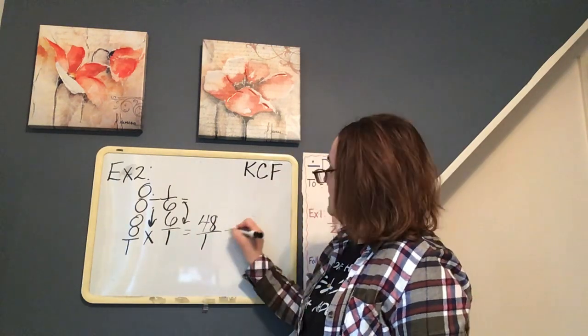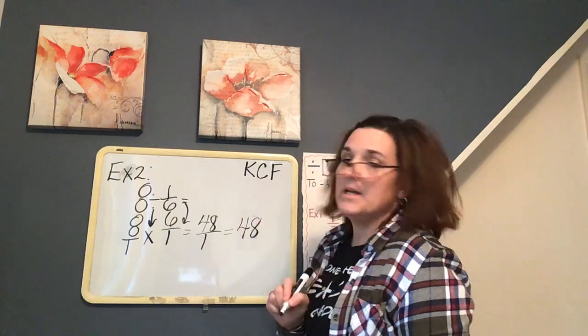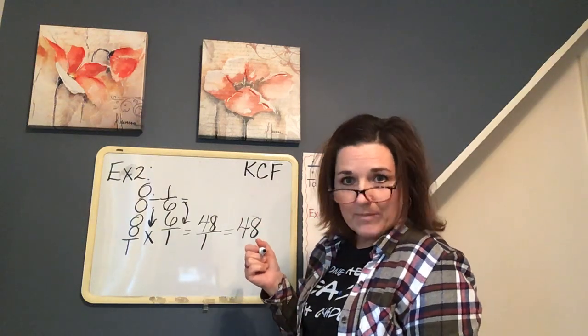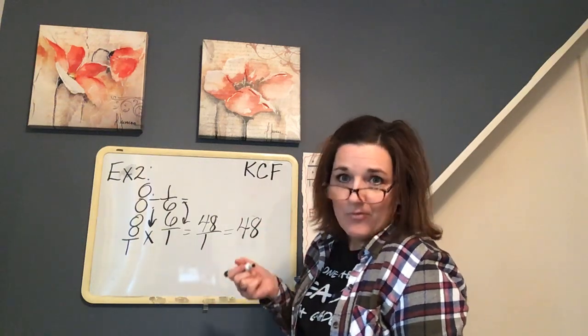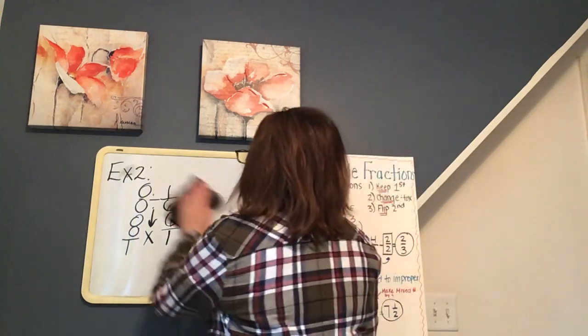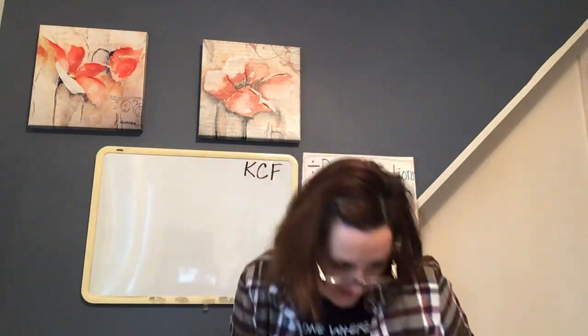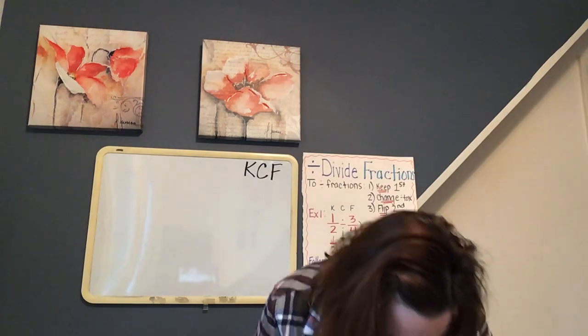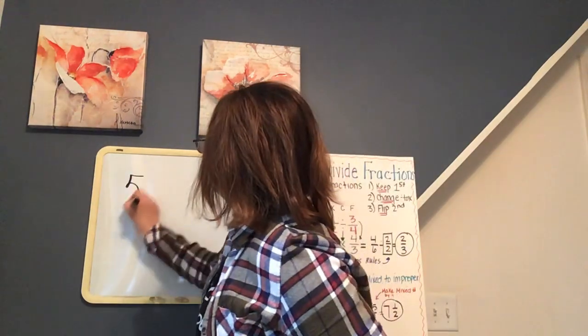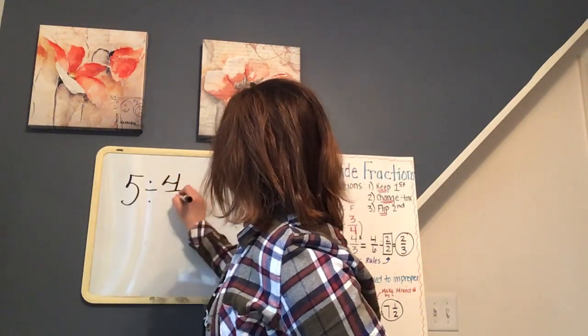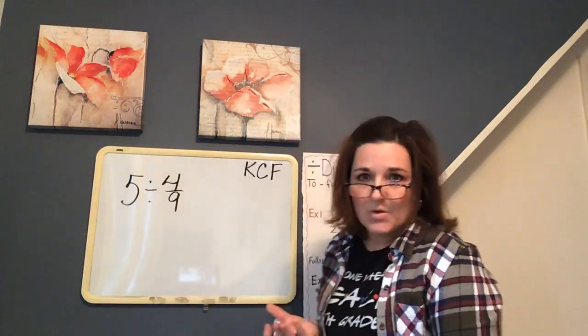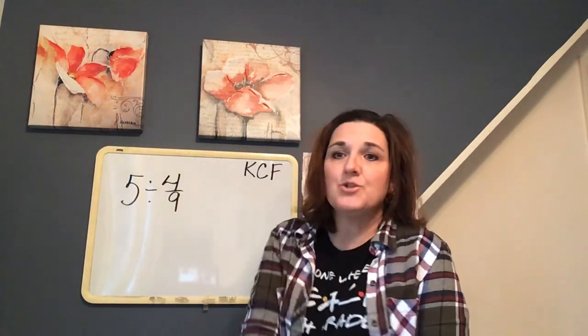Multiply straight across, and you get an answer. You're not always going to get a whole number answer. That's just coincidental for the problems that we're doing. All right, here's one that's not going to give us a whole number answer. Let's see what we need to do with this one.